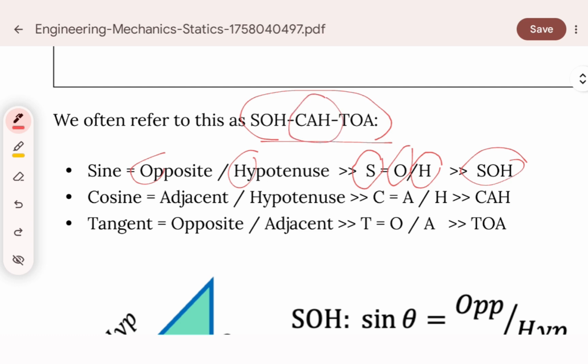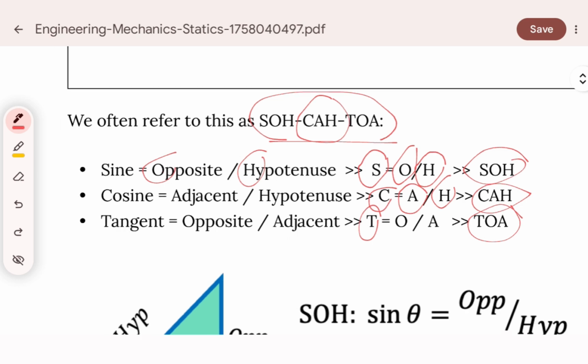The CAH is actually the cosine. So the cosine is equal to the adjacent side. That means the side closest to the angle divided by the hypotenuse or the longest side. And TOA is the tangent. Tangent is opposite over adjacent.